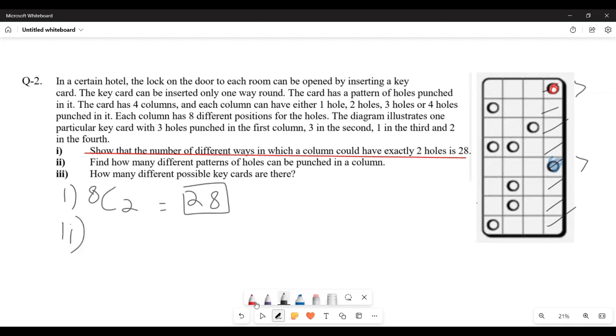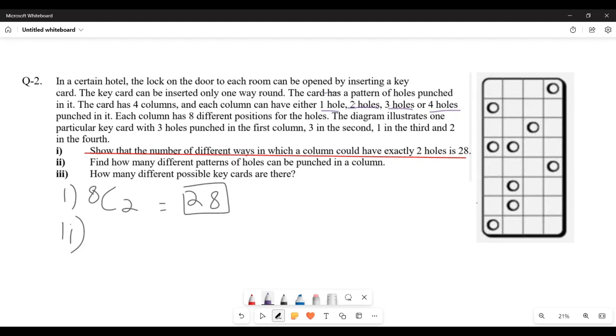Part 2. Find how many different patterns of holes can be punched in a column. In a column, you can have one hole punched, or two holes punched, or three holes punched, or four holes punched. So how many different patterns of holes can be punched in one column?